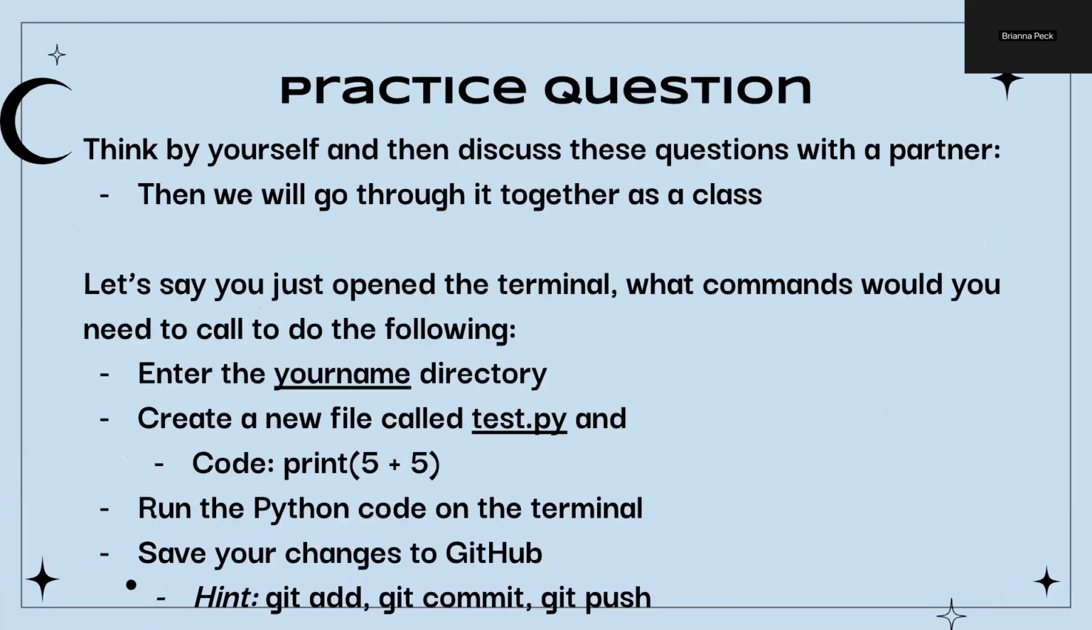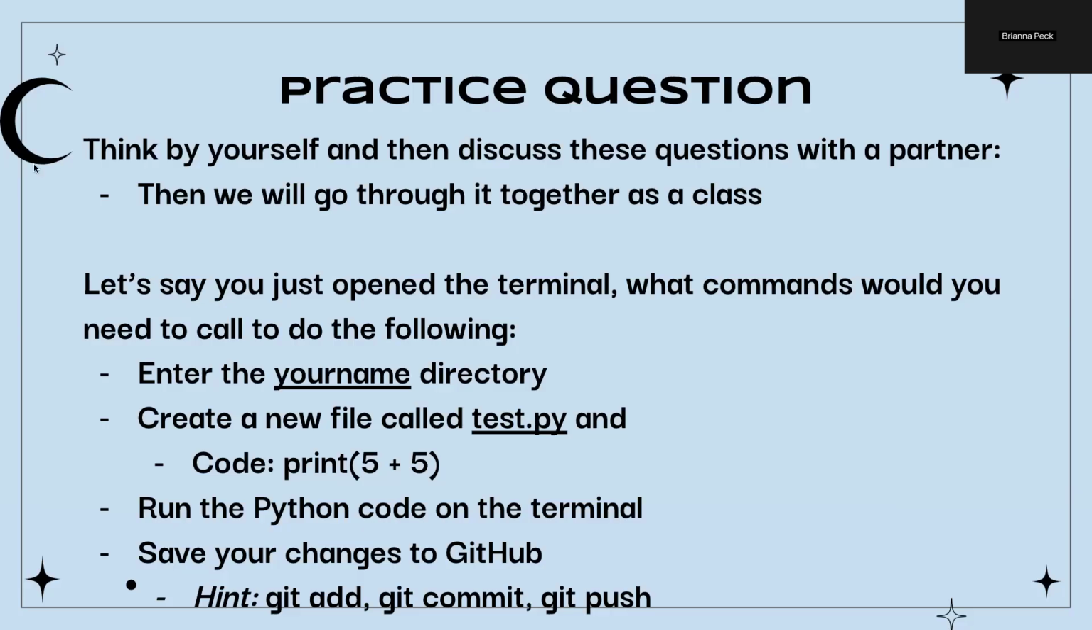So yeah, we're just gonna do a little bit of practice with Git in the terminal. So the first thing is gonna be just think to yourself and discuss these questions with the people around you. And then we'll go over it all together once we're done with that. Then we're gonna open your terminal, go into your directory, and then create a new file, do some really basic math, and then run the file. It should be pretty straightforward.